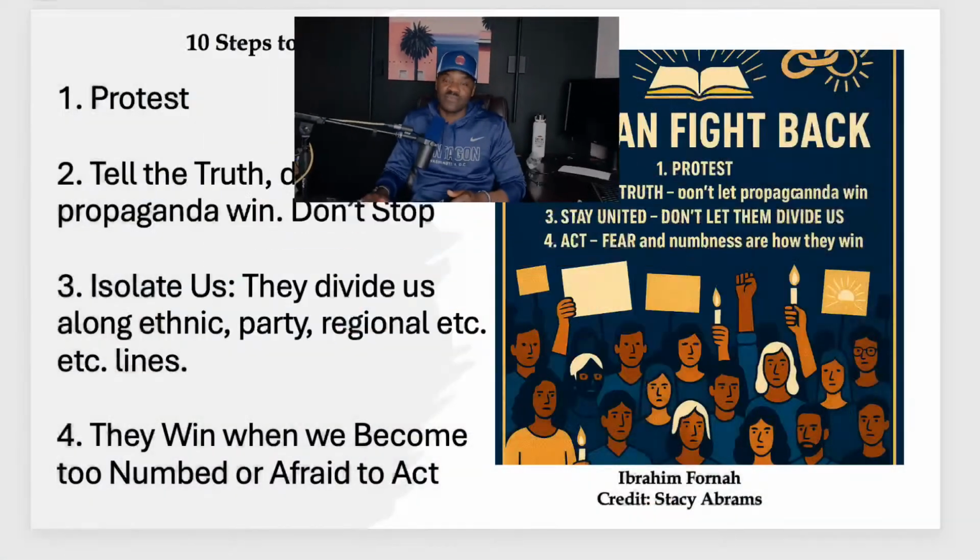Fight back, fight back, fight back. Don't forget, you have the right to fight back. You can do it. And when we do it, we can win. And we will win. That's how we do it.